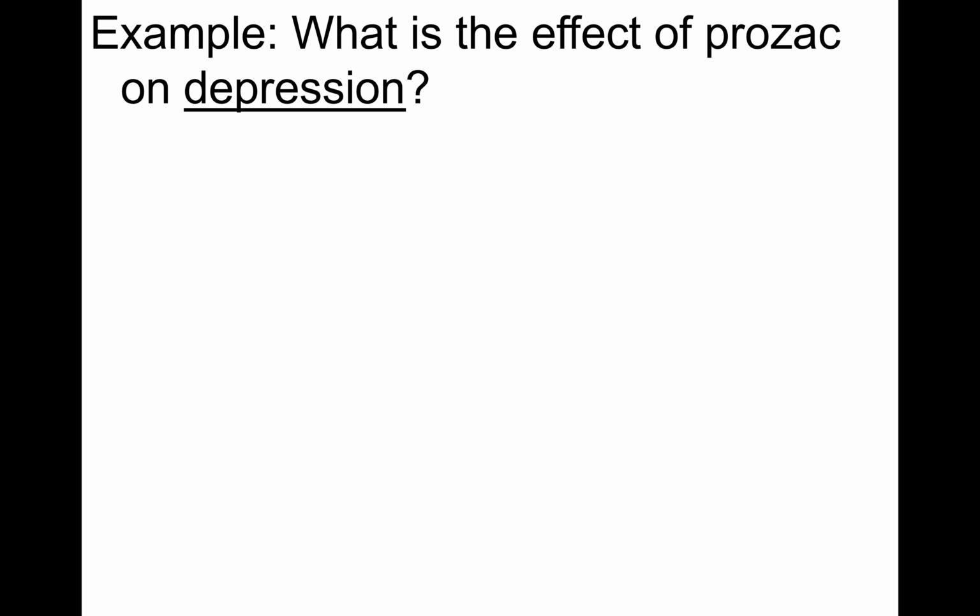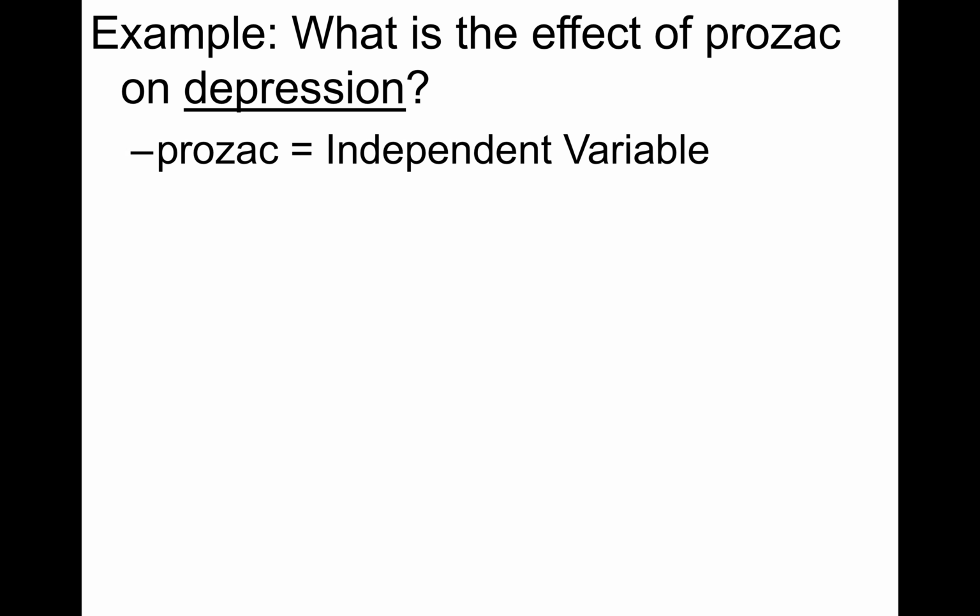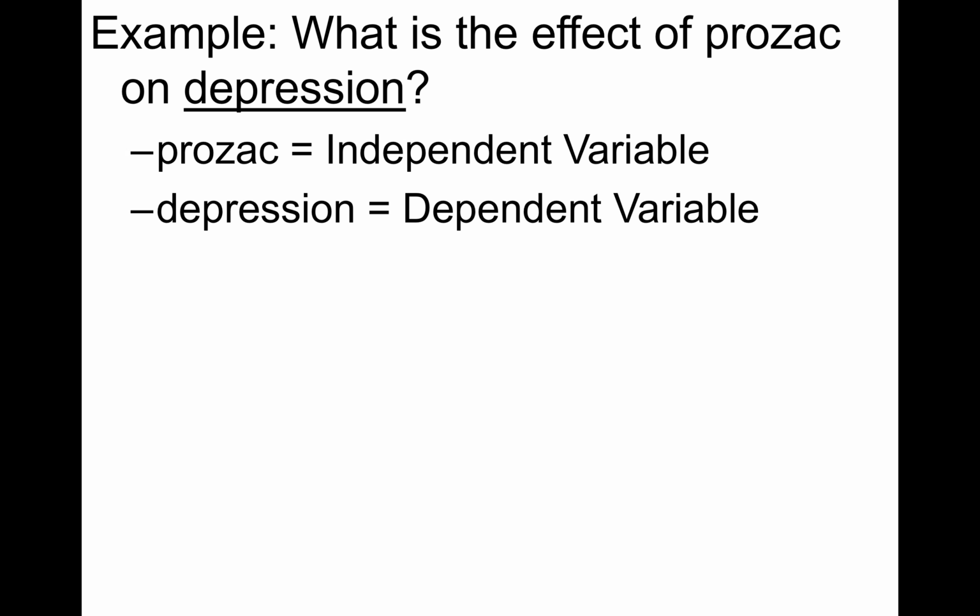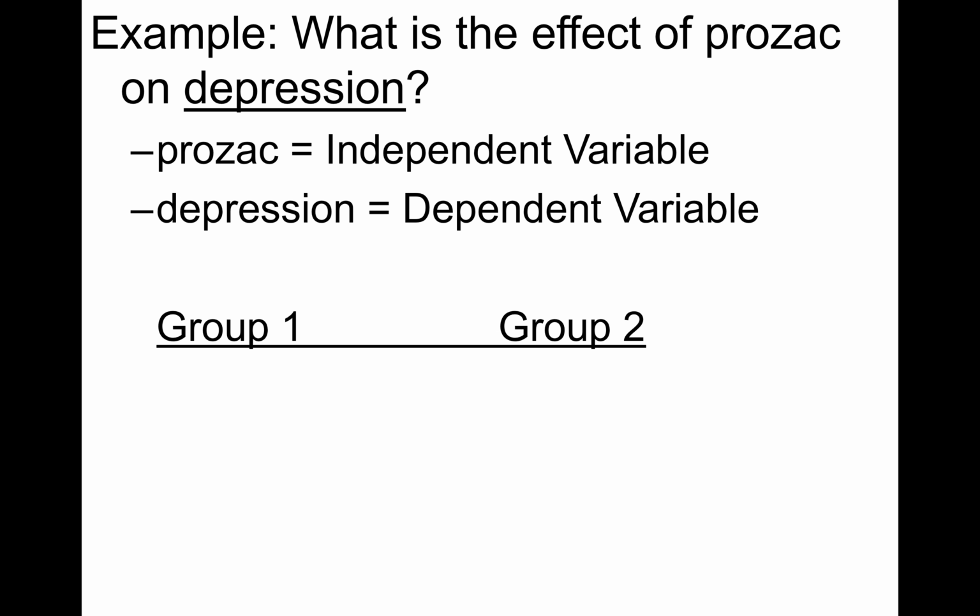As another example, you might look at the effects of Prozac on depression. So Prozac would be our independent variable and depression the dependent variable. In the simplest design, group 1 would get no Prozac and group 2 would get Prozac. And then depression would be the dependent variable, and you would expect that perhaps Prozac would decrease depression.